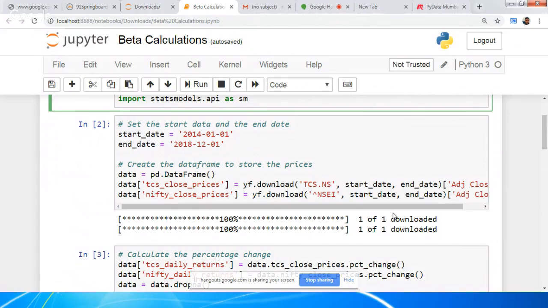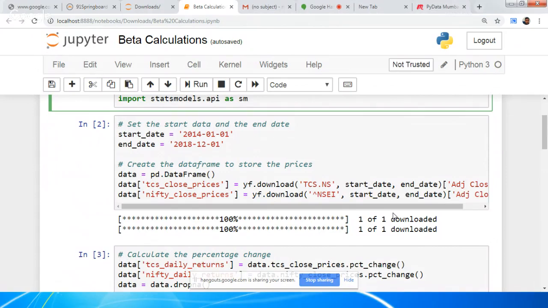Okay, so this module has a method download which can get the data. You just have to specify the ticker, which you can get from Yahoo Finance. Typically, the ticker for Indian stocks is the name of the ticker followed by .NS. NS stands for NSE, the National Stock Exchange of India. Then you have to specify the start date and end date for which we want the data. In this case, it's 1st January 2014 to 1st December 2018.